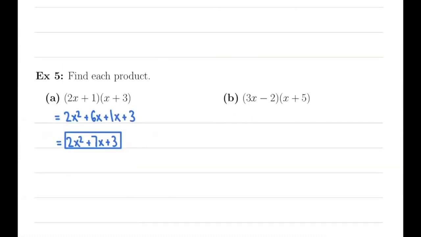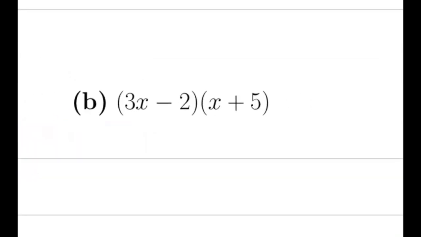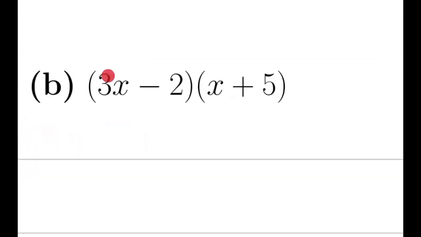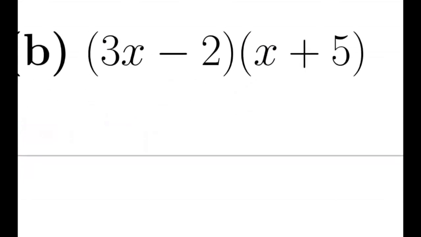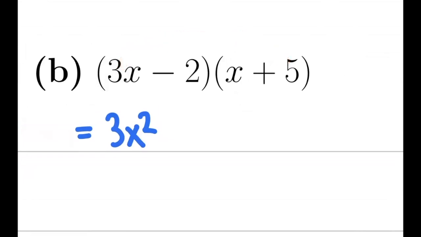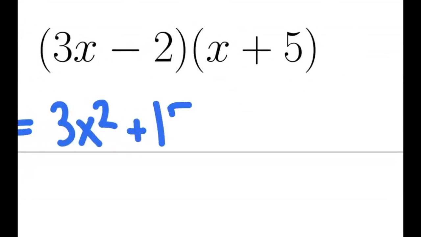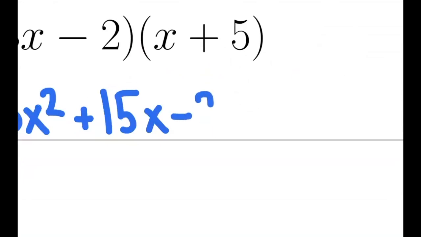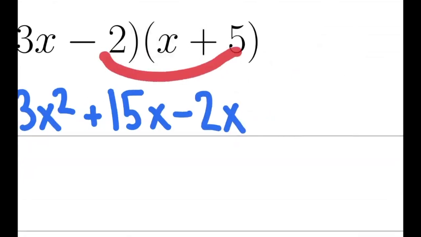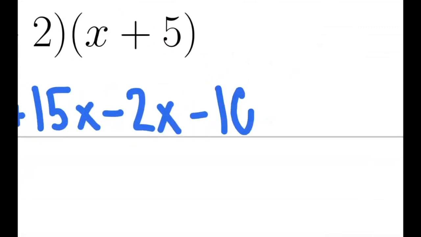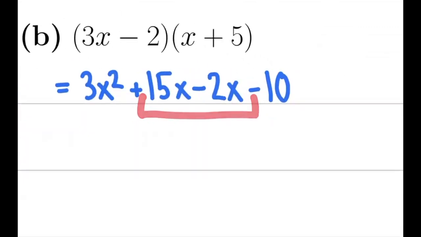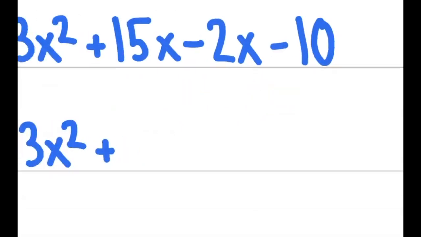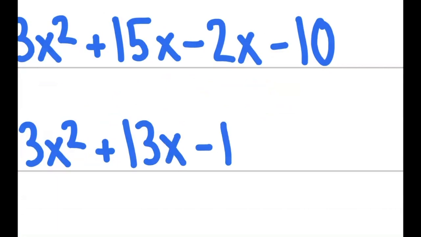All right. One more. 3x minus 2 times x plus 5. Same idea. First, 3x times x is 3x squared. Outer is 3x times 5, which is 15x. Inner is negative 2 times x, so that becomes minus 2x. And last is negative 2 times 5, so that's minus 10. When you combine these two middle terms, 15 minus 2, you get 13. So this becomes 13x minus 10.